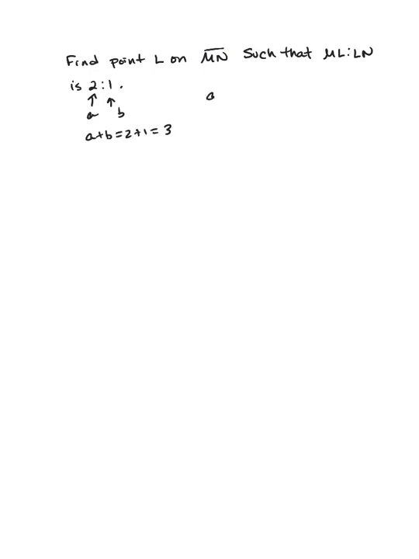Find point L on MN such that ML to LN is in a 2-to-1 ratio. Okay, so keep in mind this is A, this is B, A plus B is 2 plus 1 or 3. So A over A plus B is 2 over 3.